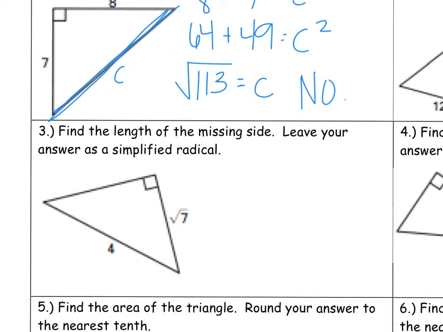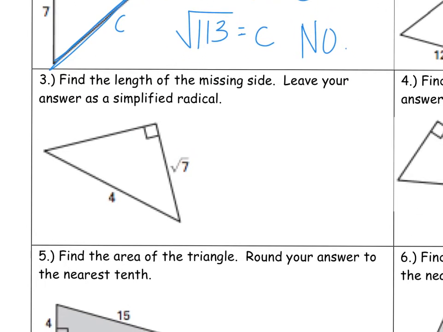All right, let's move down to 3. Find the length of the missing side. Okay, so this one's pretty easy. If you're given a picture like that, how do you know which one is the hypotenuse? It's the side opposite of the right angle. Good, it's always the side opposite the right angle. So for this one, we would get 4 squared is equal to radical 7 squared plus b squared.